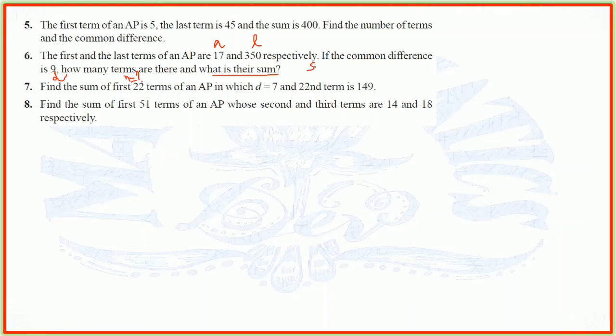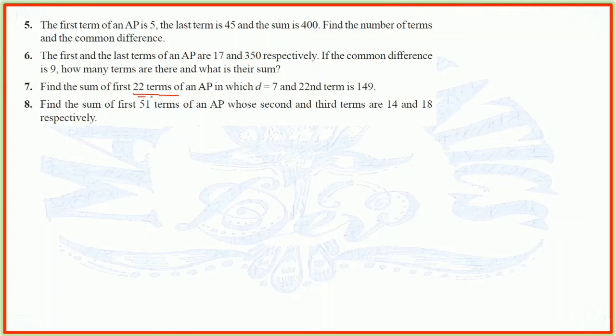Then you have to find Sn at the end by the same formula, n by 2 into A plus L, because L is given. Same thing, you just put all these values in the respective formula. You have only two basic formulae. First is An is equal to A plus n minus 1 into D, and the second one is Sn equal to n by 2 into 2A plus n minus 1 into D, or n by 2 into A plus L. Next question is question number 7. Find the sum of the first 22 terms.